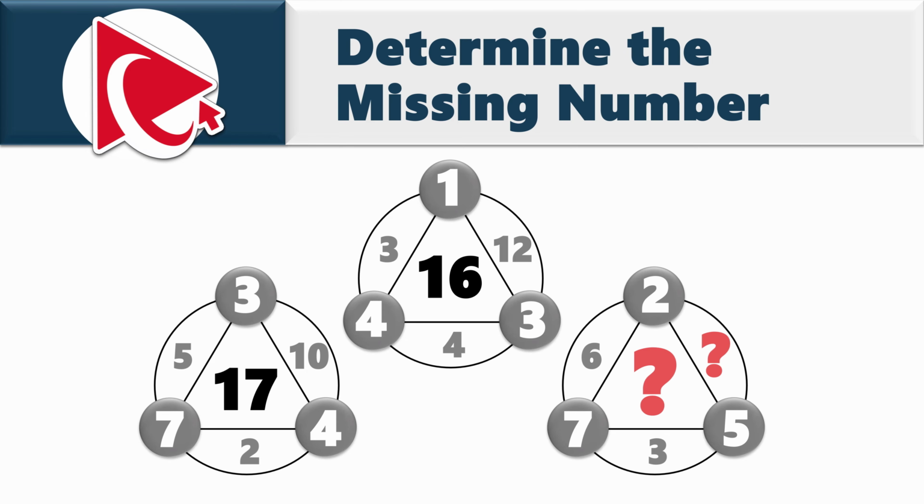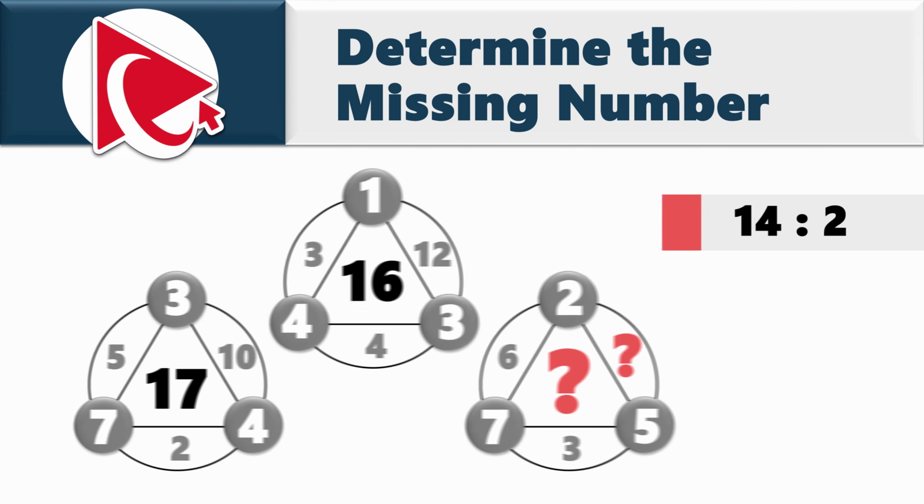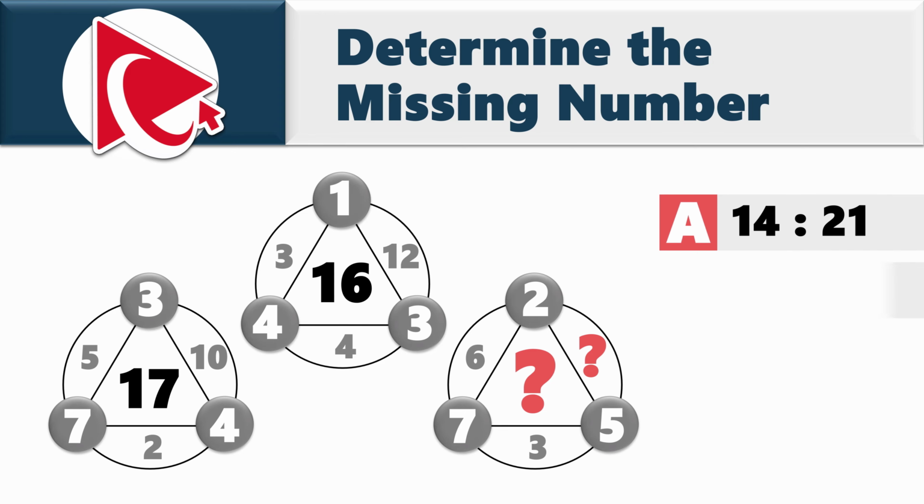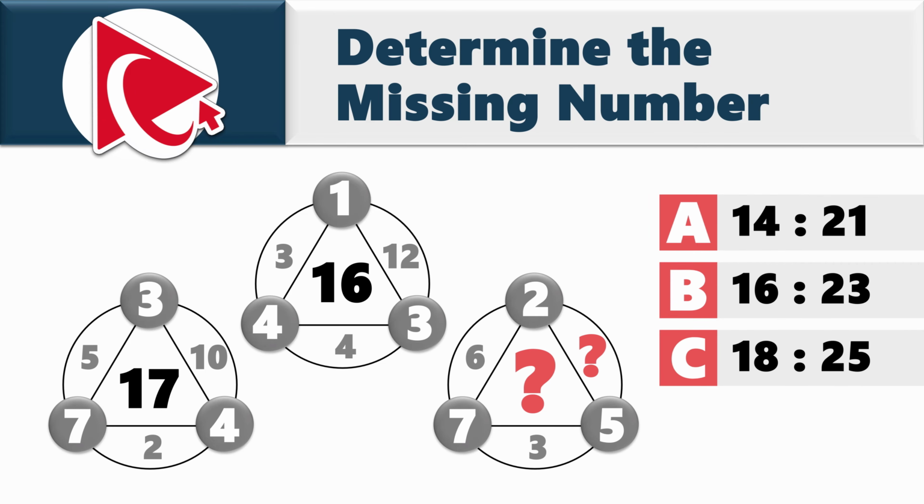And just like I said, 2 numbers are missing, and you need to calculate and select them out of 4 possible choices. Choice A, 14 and 21. Choice B, 16 and 23. Choice C, 18 and 25. And last but not least, choice D, 20 and 27.